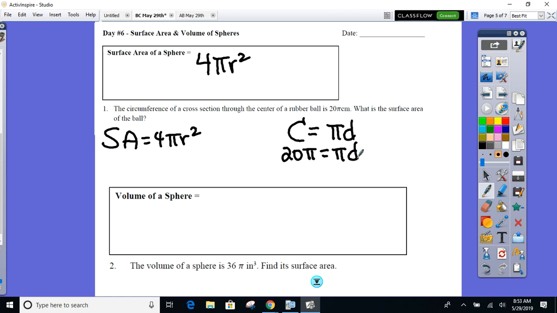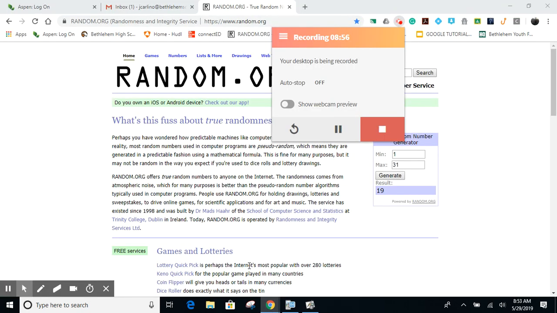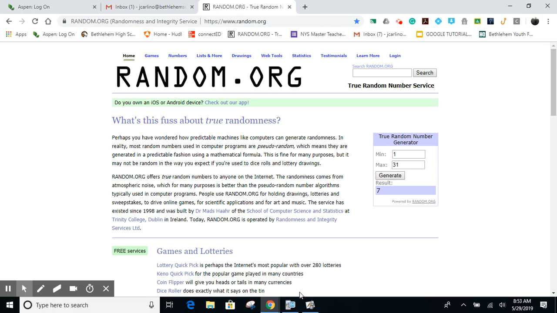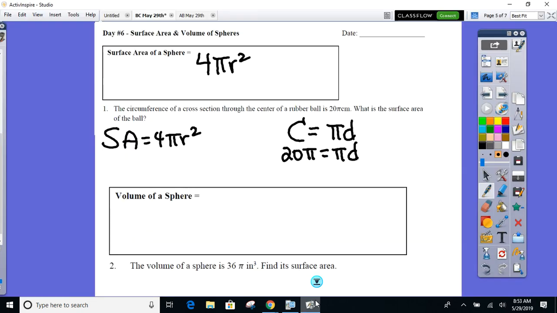How do I get d by itself? There's really a bunch of options to do it. Your call here. 7, go ahead. Divide both sides by pi, we get d equal to 20. So what am I going to plug in for r? Oh, anybody. R is going to be equal to 10, so I go back to my surface area.